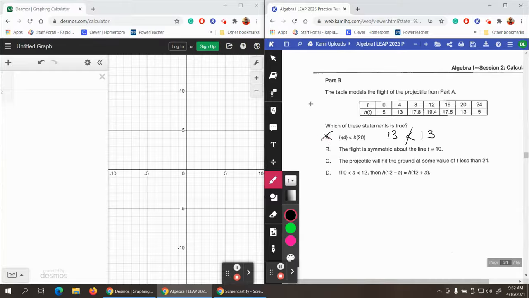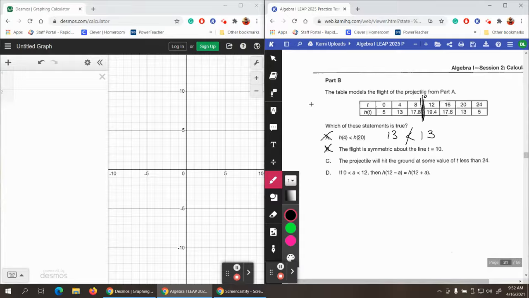The flight is symmetric about t equals 10. So t equals 10 will be right here, which means that the numbers on one side of h(t) are the same as the numbers on the other. Is that true? No, you have 17.8, then 19.4. 12 is where it's symmetric. So that's not true.